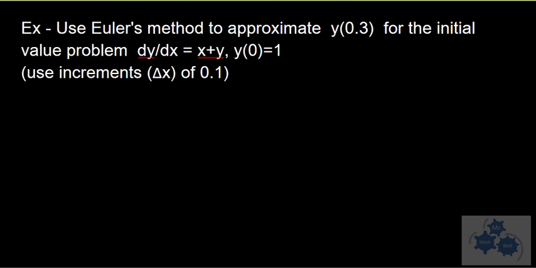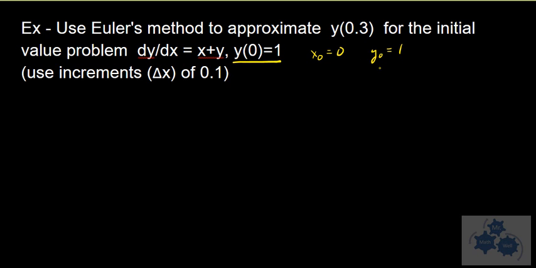It says, use Euler's method to approximate the function y at 0.3. So we're talking about our parent function at x equals 0.3 for the initial value problem of, and here's our differential equation, dy dx equals x plus y, given the initial condition of y of 0 equals 1. So that is x naught equals 0, and y naught, y sub 0 equals 1. That's the initial conditions.